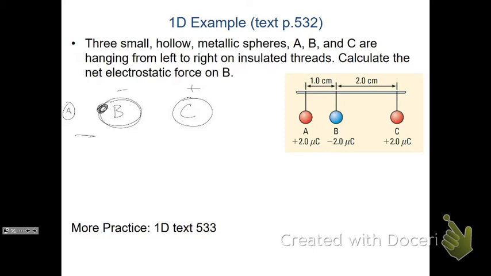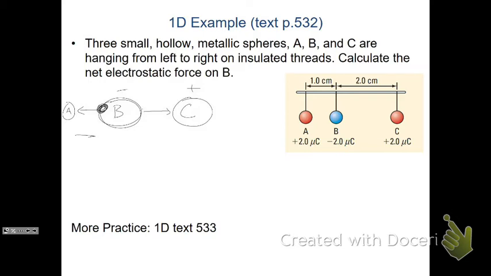So B is going to be pulled towards C, right? Wouldn't it pull towards A too though? It sure would. Yeah. B is going to be attracted to A, and it's also going to be attracted to C, but it's going to be attracted more to A because it's closer. Absolutely. Well said.